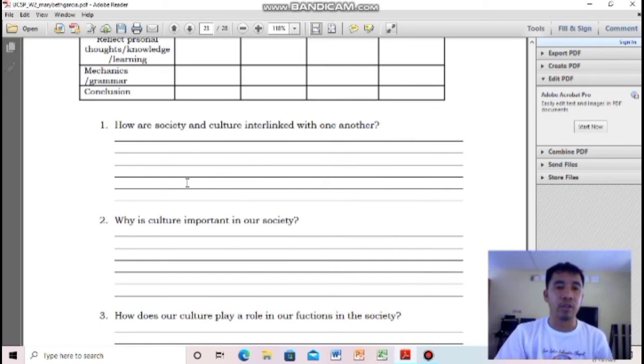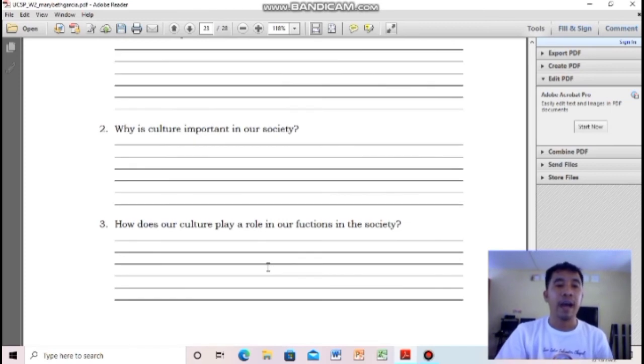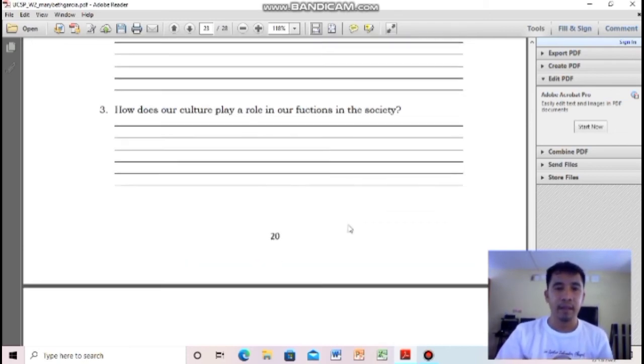Second, why is culture important in our society? Nga man importante ang kultura sa aton nga sosyedad. Number 3, how does our culture play a role in our functions in the society? Ano ang role o ano ang papel na ginagampanan, no, sa kultura sa aton nga function, no, bilang membro sa sosyedad. Okay.